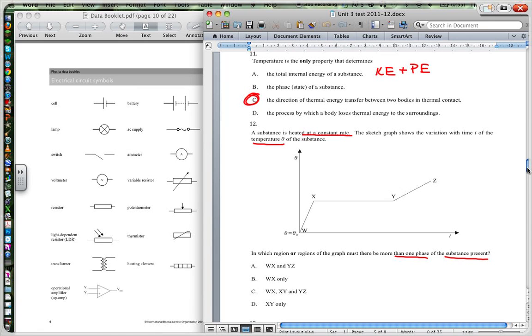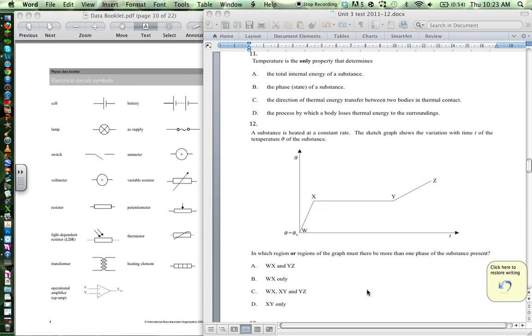Just X to Y would be correct, because here, for instance, this could be water, this could be your ice here, heating it up to 0. Then it starts to melt. So during this region here, you've got the ice melting, so you're going to get ice and water there. Once it's all melted at Y, then this will just be water over here. Okay, so that's 12.